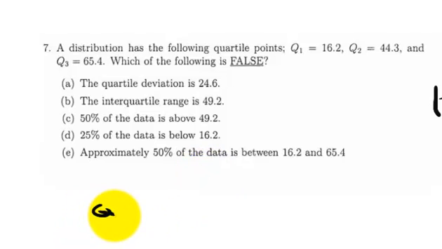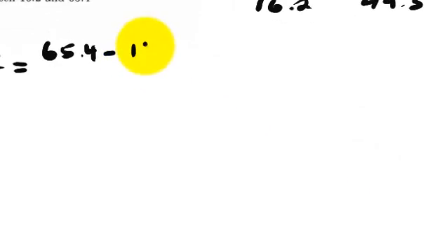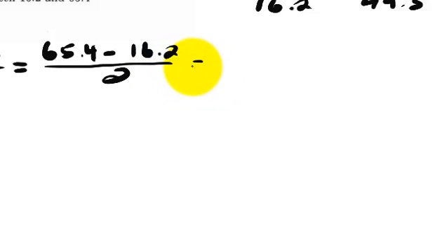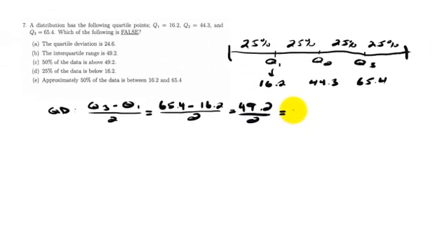The formula for quartile deviation was Q3 minus Q1 over 2. And that's 65.4 minus 16.2 over 2. Well, that's 49.2 over 2, which is 24.6, which is what they say. So that one is true.